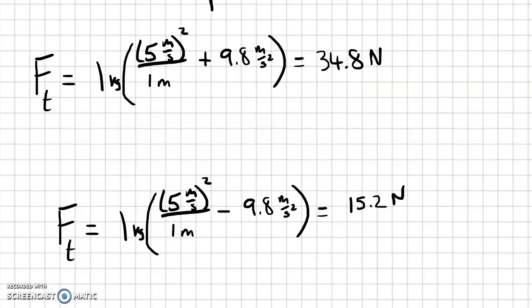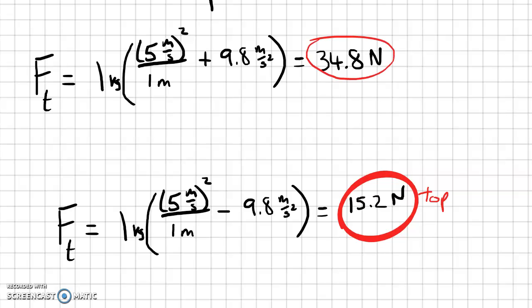Okay, so after doing the calculations, we end up with 15.2 newtons. And again, this is for the tension at the top. And we have 34.8 newtons. And this will be the tension for when the ball is at the bottom.